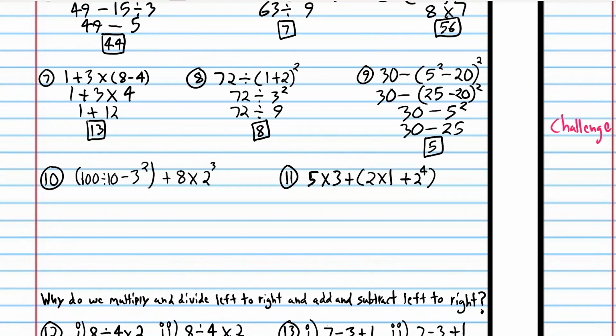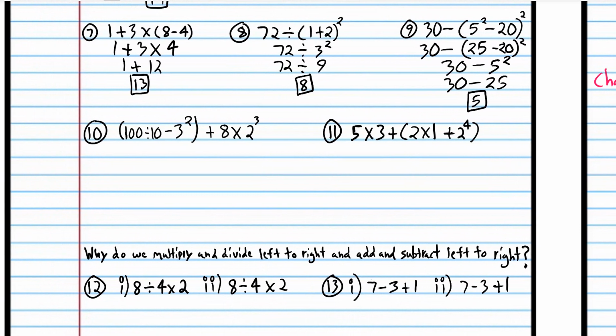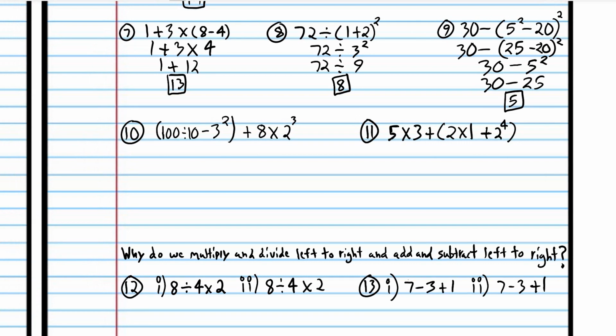So why don't you do numbers 10 and 11. And when you come back, we'll do it together. All right, we're back. We do parentheses first. And in the parentheses, you have multiple operations. So we're going to do the exponent first. 3 to the second power is 3 times 3 is 9.